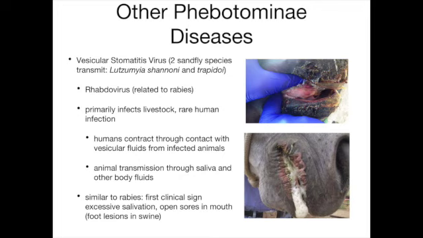Humans can contract it through contact with the fluid from animals. So you can see here, and these are horses, we have a lot of saliva, this crusting around the mouth, and it's very similar to rabies at first clinical representation. Excessive salivation, fear of water, open sores. When it's found in pigs, they'll have lesions on their feet. They get these blister-like structures.